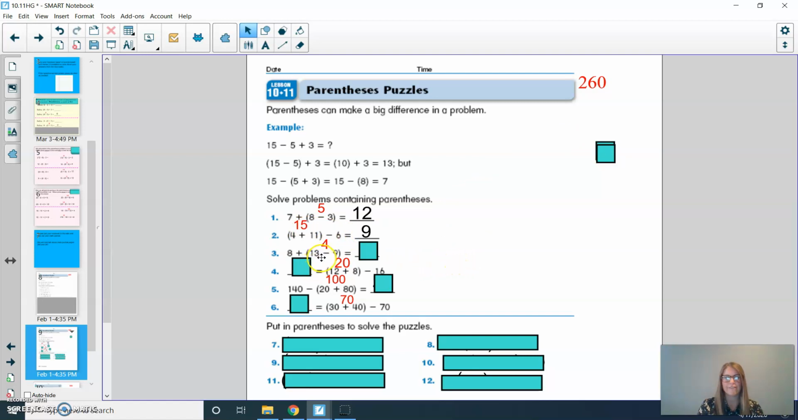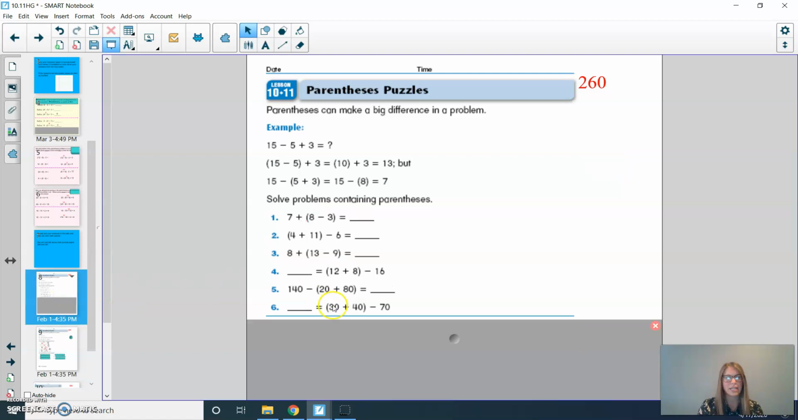For question 3, I first want to solve 13 minus 9, which is 4, and then 8 plus 4 is equal to 12. For question number 4, I first solve 12 plus 8, which is equal to 20. 20 minus 16 is equal to 4. For question 5, 20 plus 80 is equal to 100. 140 minus 100 equals 40. 30 plus 40 is equal to 70. 70 minus 70 is equal to 0.